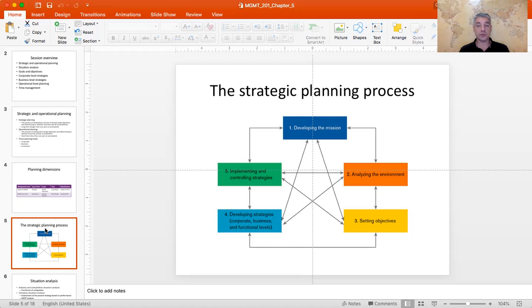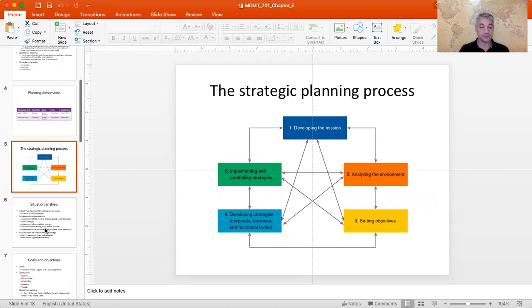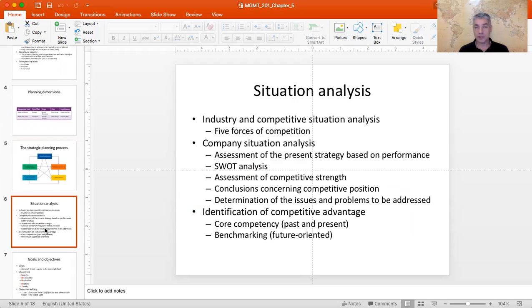You need to make sure that the company stays on track. And for that reason, you have to have a way to assess whether or not the plan is actually being followed and whether or not it leads to the kind of results you're expecting. So situation analysis, this is something that pertains to the external environment. This is where you look at the industry analysis and competitive situation analysis.